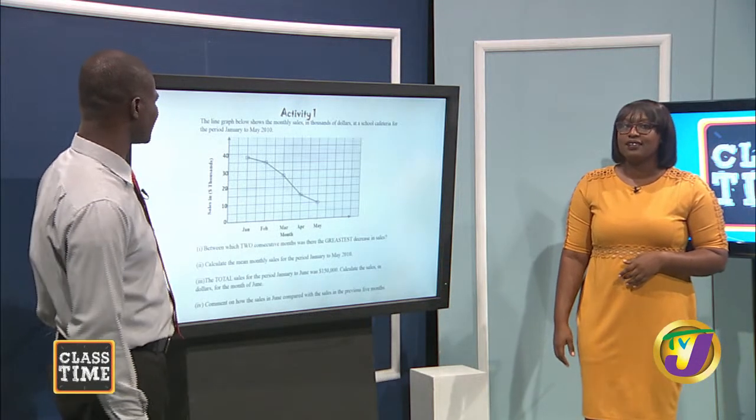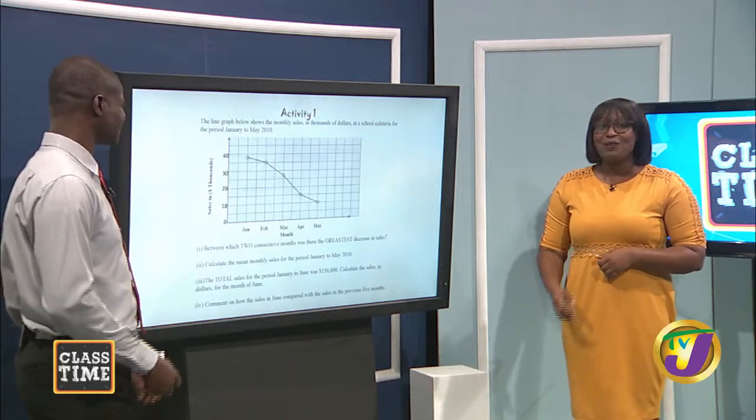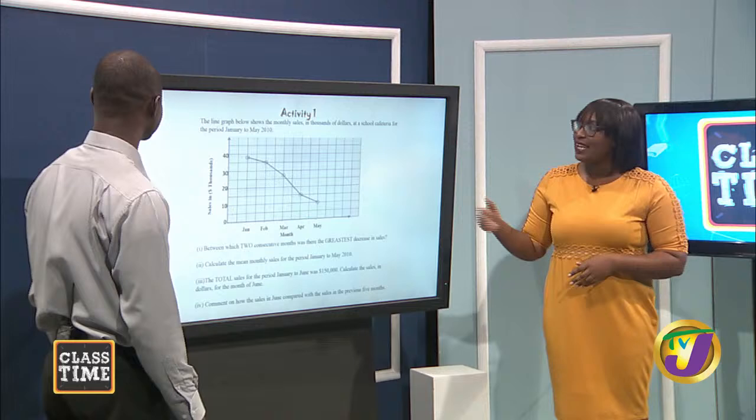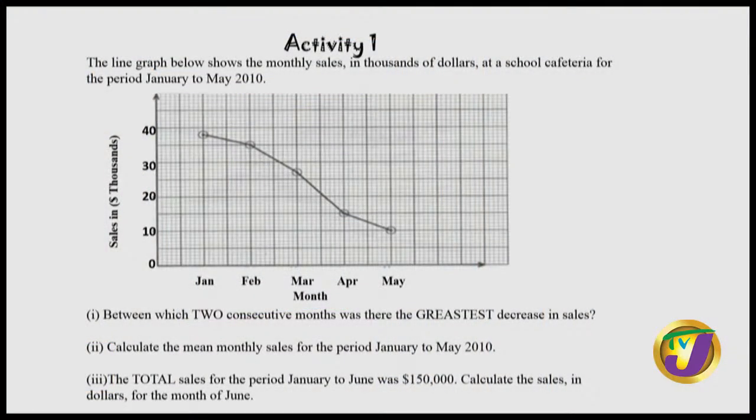All right, so here we have an activity. We're going to jump into our first activity for the morning. Here you're given a line graph, and it shows the monthly sales in thousands of dollars at a school cafeteria from the period January to May 2010. What type of graph is this, Mr. Price? Well, this is a line graph.